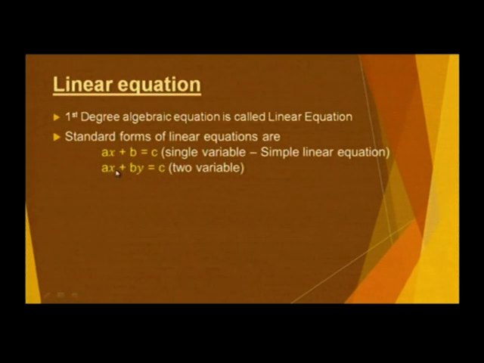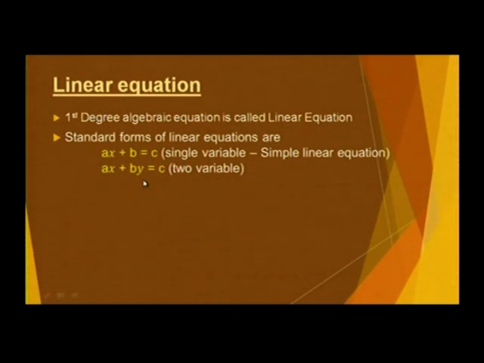And ax + by = c. How many variables are there here? x and y. So here two variables are there. That's why it is a two variable quantity.